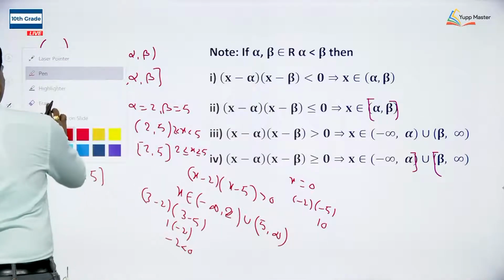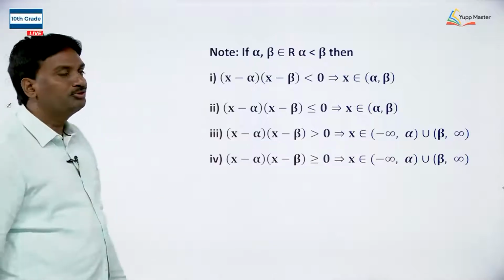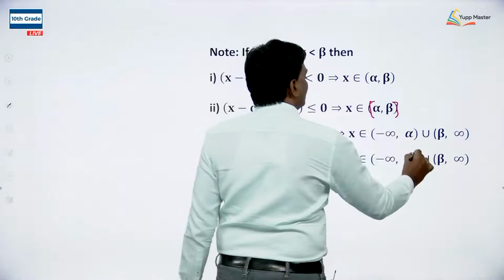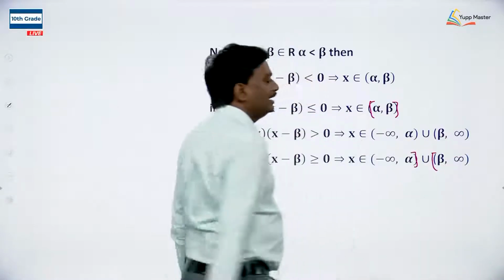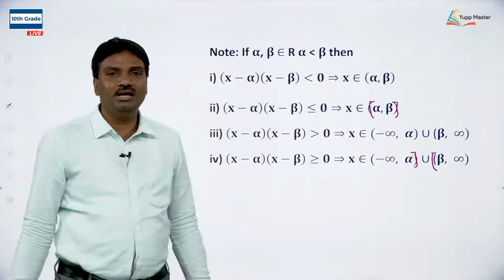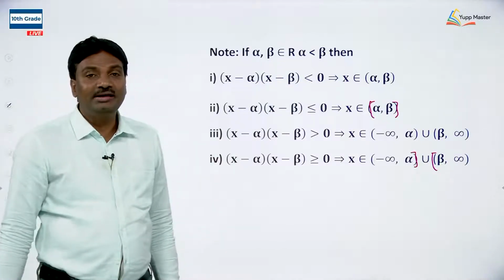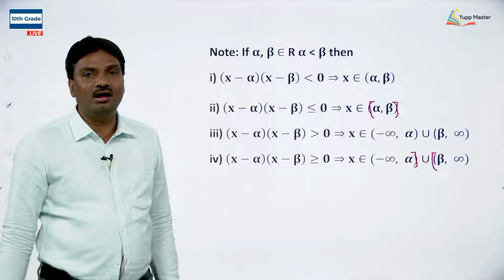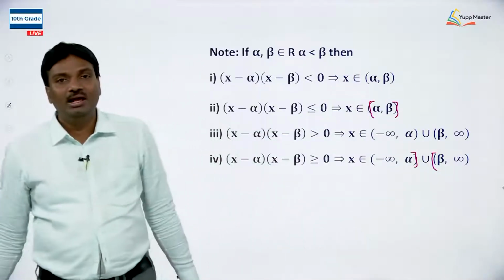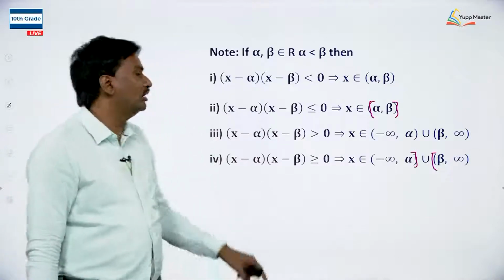So these 4 points are most important. Let us recap them. Suppose alpha, beta are real numbers and alpha less than beta. If x minus alpha into x minus beta is less than 0, then we can write the domain as x belongs to the open interval alpha beta, with open brackets. X belongs to open interval alpha beta.